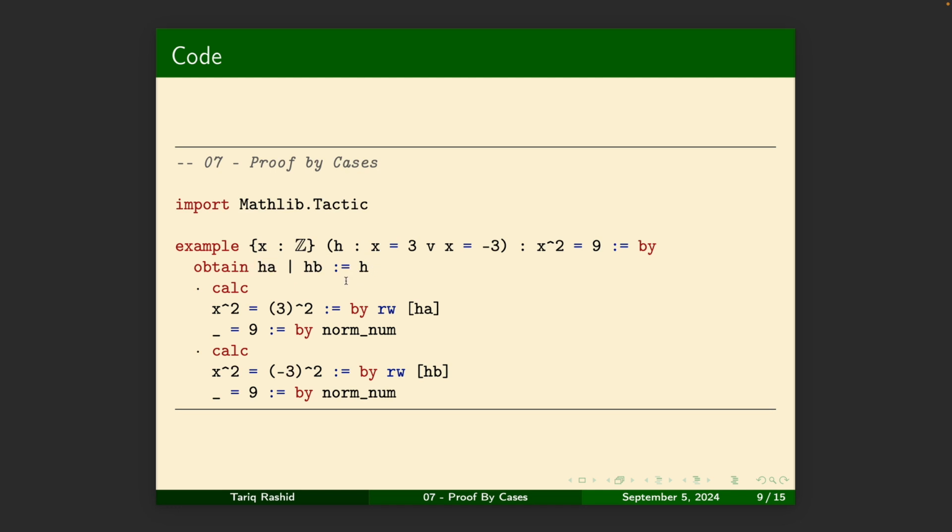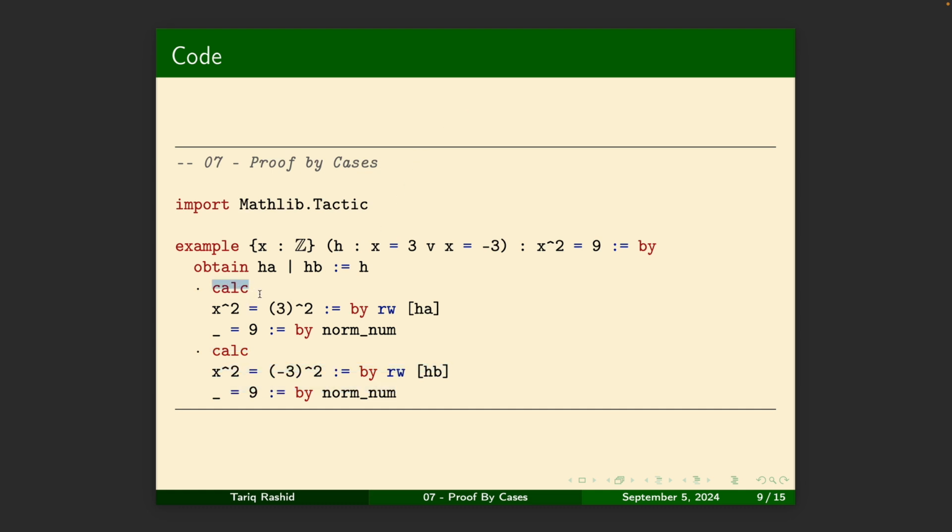So you can guess what they would be. ha will be x is 3, and hb will be x is minus 3, and we'll use those one after another as the two cases to prove that x squared is 9, and that's what happens. So we've got an entire section there, that's the first case. Then straight after that we've got the second case, and you can see they're both calculations, because proving x squared is 9 is just a simple calculation.